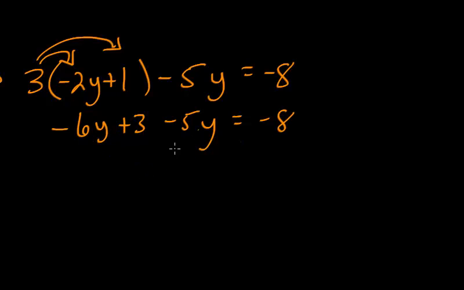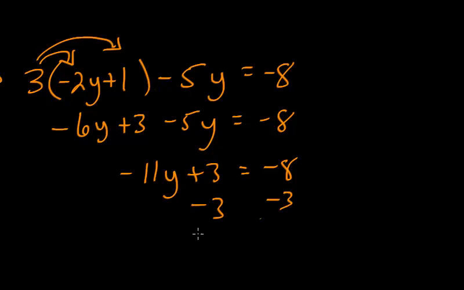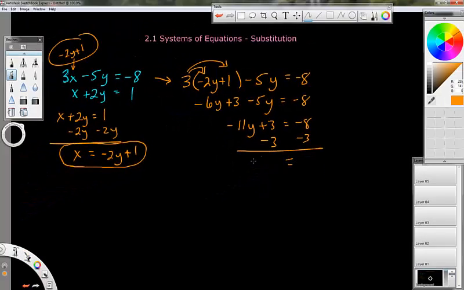We're going to combine like terms now. So it's negative 11y plus 3 equals negative 8. And getting this solved for y, because you notice once we plug this in here, there's only one letter. There's no x in that anymore. That's the whole point of substitution. So now I'm going to subtract 3. Again, being super careful. Negative 11y equals negative 11.